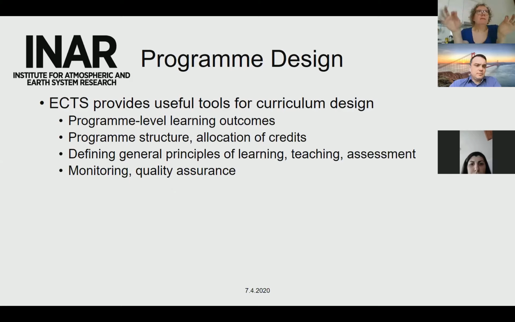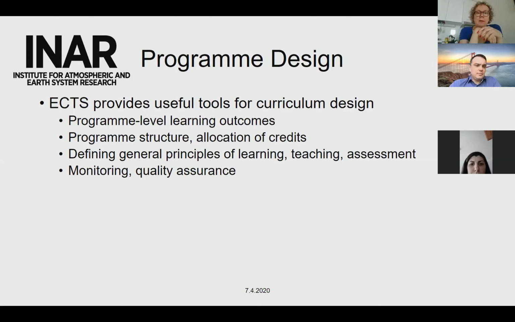When we look at it from the program design perspective, like for example setting up a doctoral program in the ECTS context, it provides tools. That's quite an important feature of the ECTS. There are quite specific and useful and clearly written guidelines on how you should define program level learning outcomes, the program structure, and allocation of credits, meaning distribution of credits between different study units.